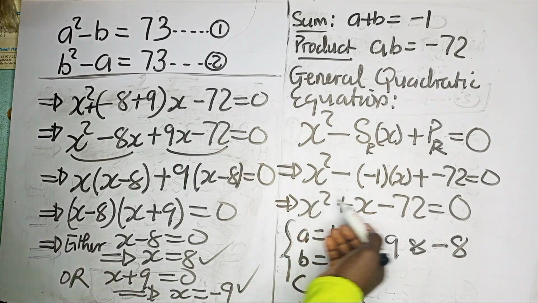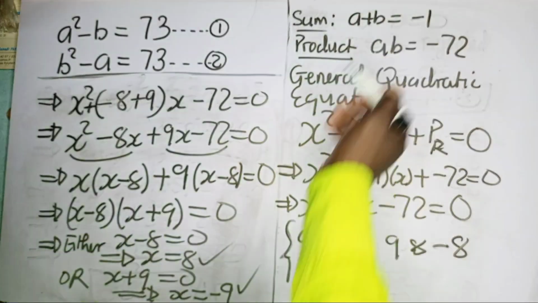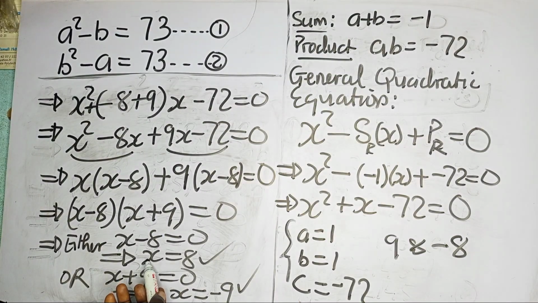The two roots of this quadratic equation, which we already called a and b. So x is 8, x is negative 9. So x can either be 8 or x can be negative 9. That means that a can either be 8 or a can be negative 9, just like b can either be 8 or b can be negative 9.